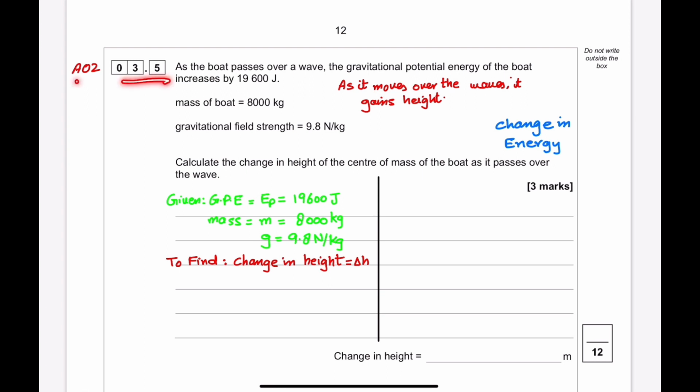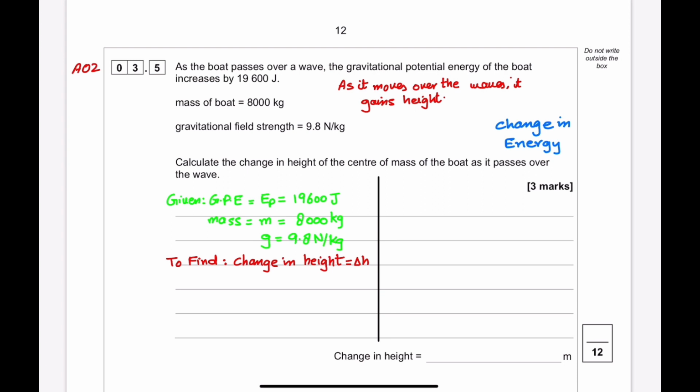3.5 is an AO2 question. As the boat passes over a wave, the gravitational potential energy of the boat increases by 19,600 joules. Mass of the boat is already given, that is 8,000 kilograms, and the value of g is 9.8 newton per kilogram. Calculate the change in height of the centre of the mass of the boat as it passes over the wave.